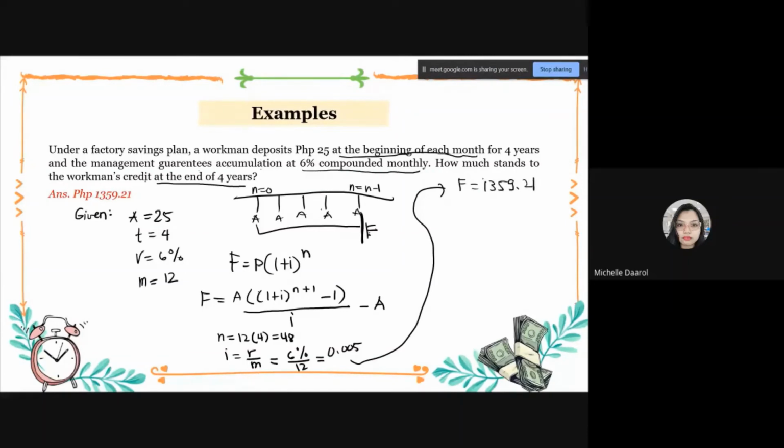1359.21. Alright. Now, how about if we don't memorize the formula and then just substitute for P? So, pwede naman, di ba? So, P is equal to the summation of the annuity. The annuity is 25 over 1 plus i, where i is 0.005, raised to x minus 1, with x equal to 1, and then n is 48. So, let's see if the calculator can solve it.